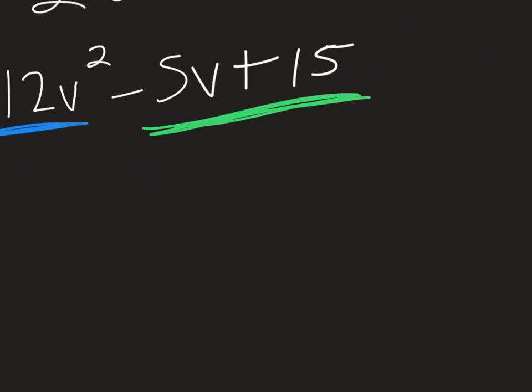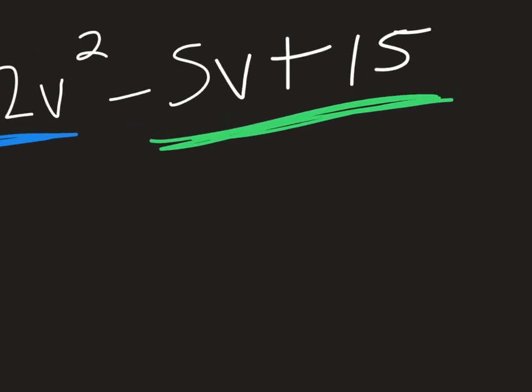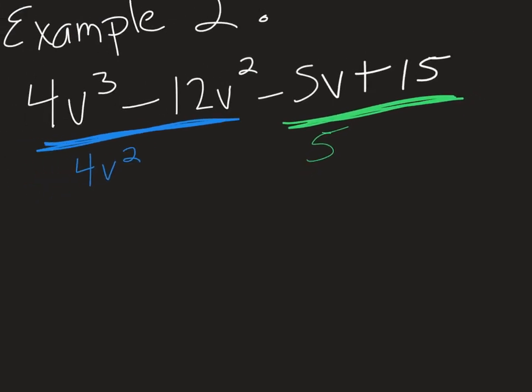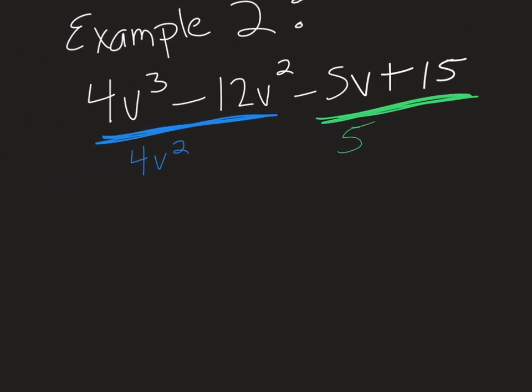Now I'm going to find the greatest common factor for my green group. So I've got a 5 here, I've got a 15 here. So the largest number that I can factor out of both of them is a 5. And this one has the variable v, but this one doesn't have any variables. So that means I can't factor any variables out because it's got to be something that they have in common. So the greatest common factor of the green group is just going to be a 5.